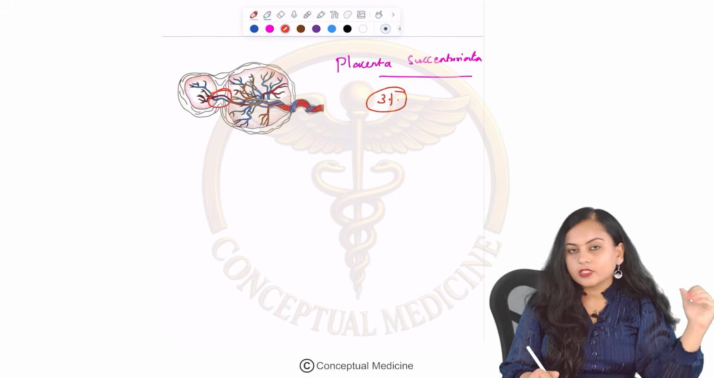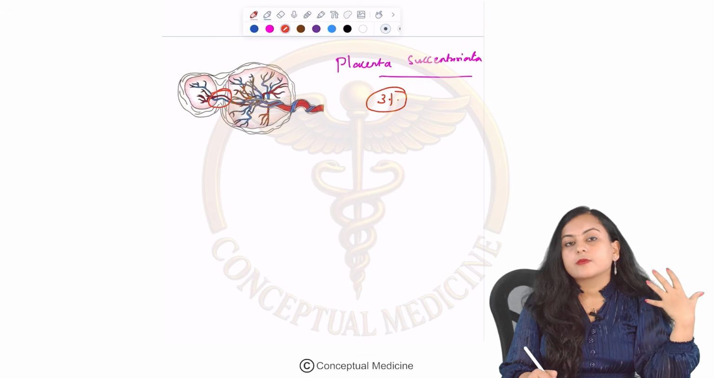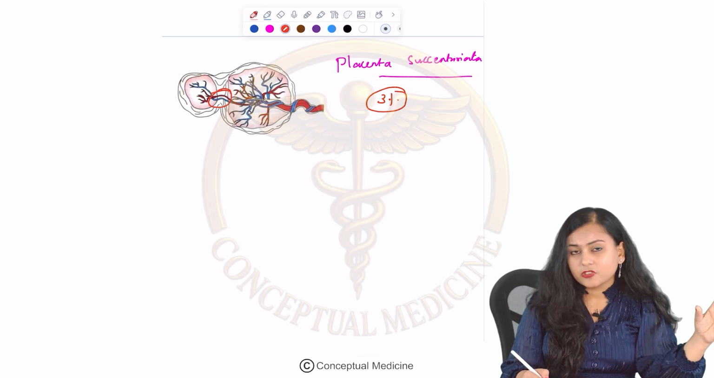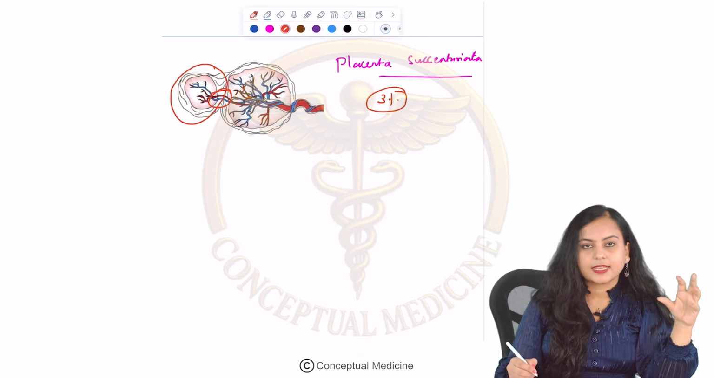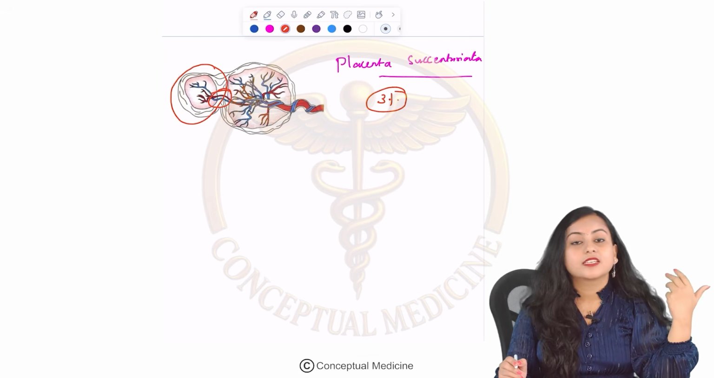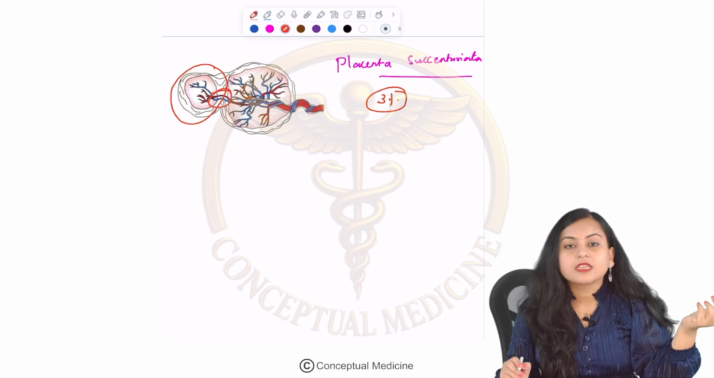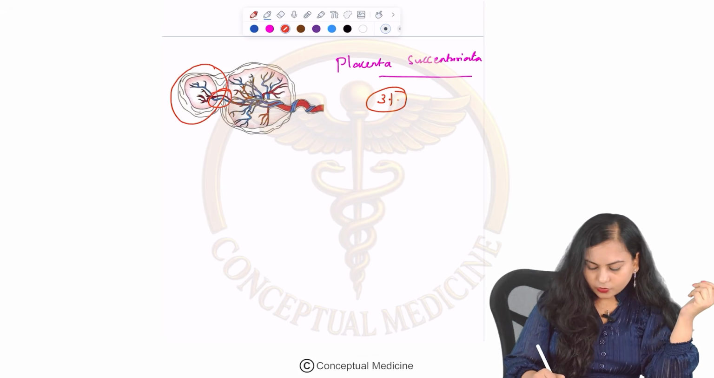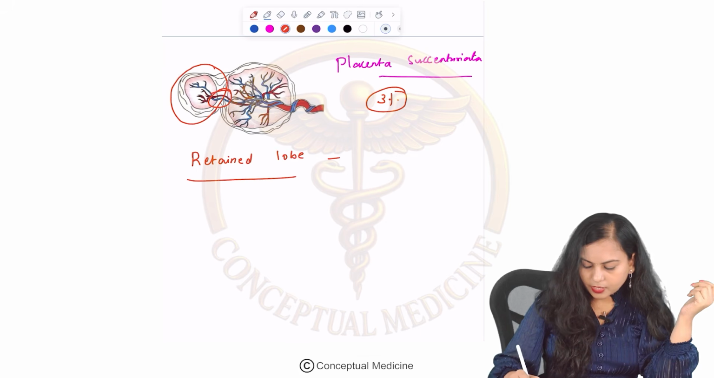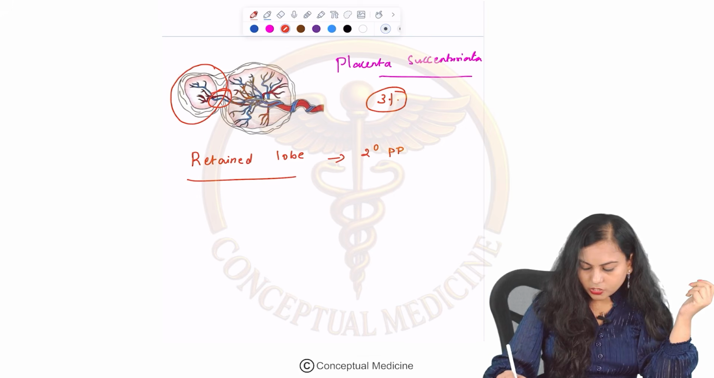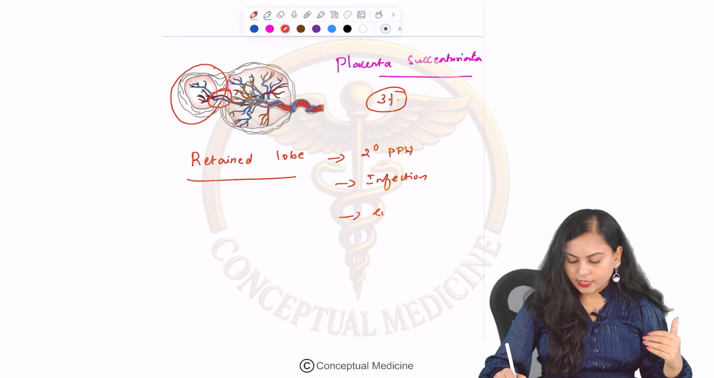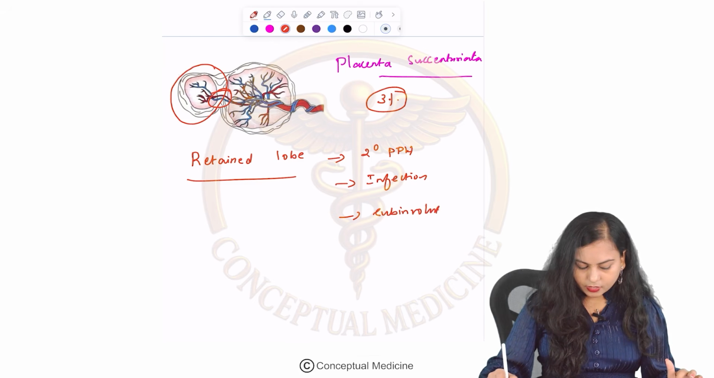What happens is, soon after delivery, we'll be thinking most of the time the placenta has only one lobe and we'll be delivering the main lobe alone. Sometimes, if it is a placenta succenturiata, the small lobe may get retained inside, and retained placenta will be the most common cause of what? Yes, it will be the most common cause of secondary PPH. So a retained lobe after delivery becomes a cause of secondary PPH. Also, there can be chances of infection as well as subinvolution, right?